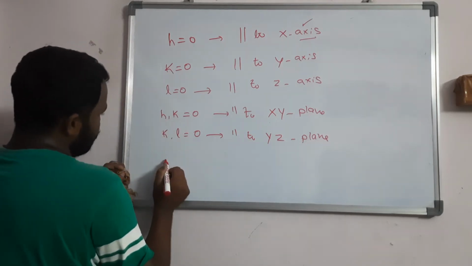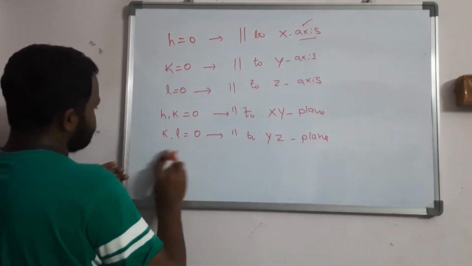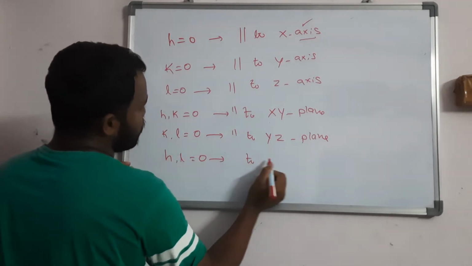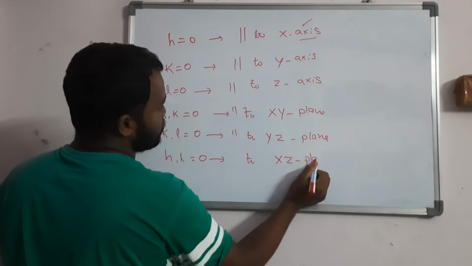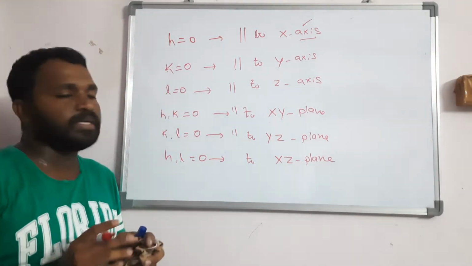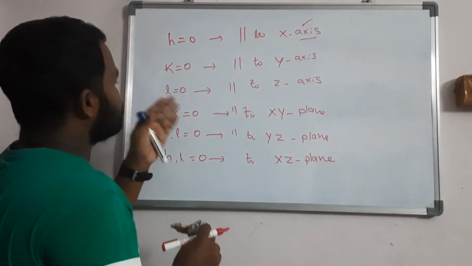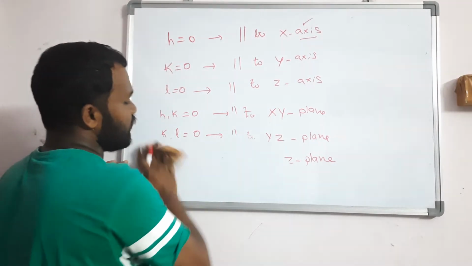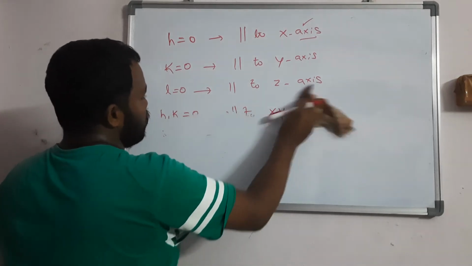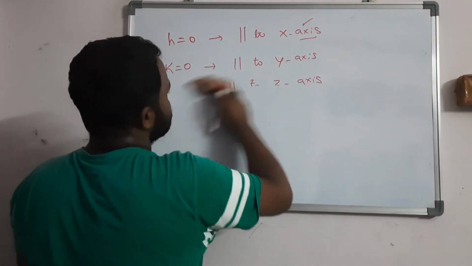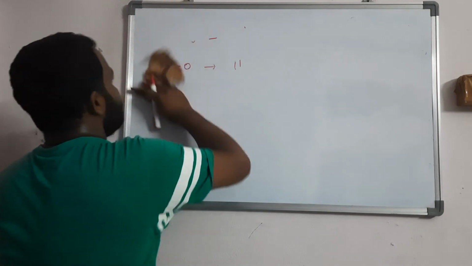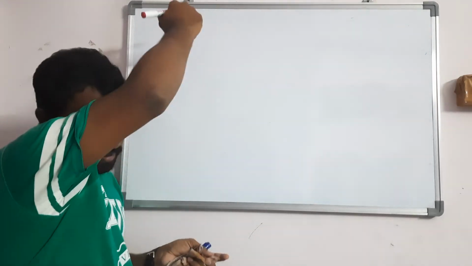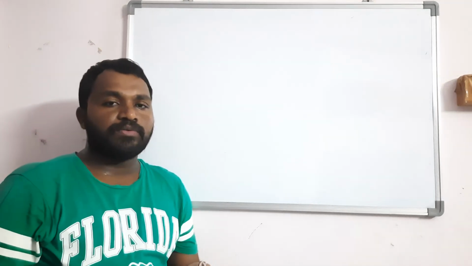What is the remaining? h and l value equal to 0 means that is parallel to the xz plane. These are the conclusions you should remember. h equal to 0, k equal to 0, l equal to 0. hk equal to 0 means xy plane, kl equal to 0 means yz plane, and hl equal to 0 means xz plane. Very important concept.